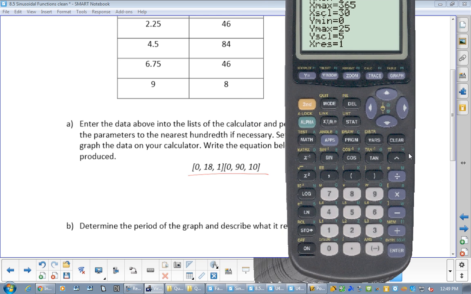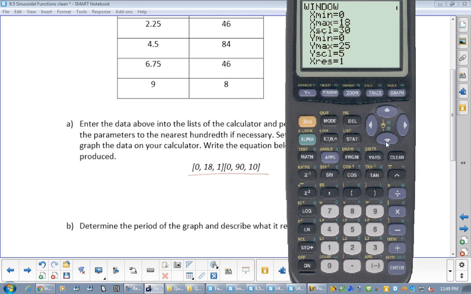Window 0, 18, 1, 0, 90, and then 10. Okay, and then we hit graph. And I am seeing absolutely nothing. Oh yeah, why would I see anything? So how do I see anything? Well, first of all, I got to go here and I got to hit plot 1. Get that on. But I still don't have it, so we get out of here, I still need to get my regression equation. So what do I do?